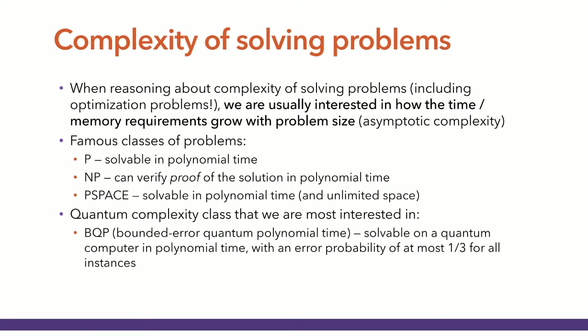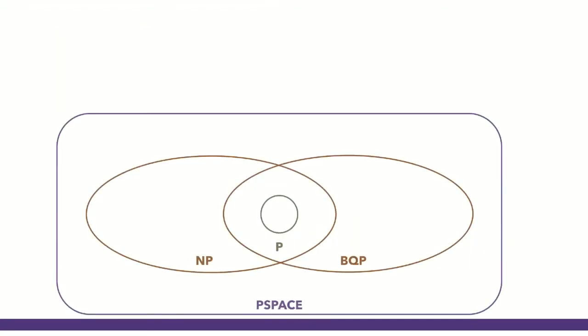Now, what is the relationship between these classes? The big one is PSPACE. If you can solve something in polynomial time, you're necessarily solving it in polynomial space, so everything is contained in PSPACE. And of course, if you can solve a problem in polynomial time, then you can verify a proof in polynomial time. So P is contained in NP, and P is contained in BQP as well. Now the question is, what is the relationship between NP and BQP?